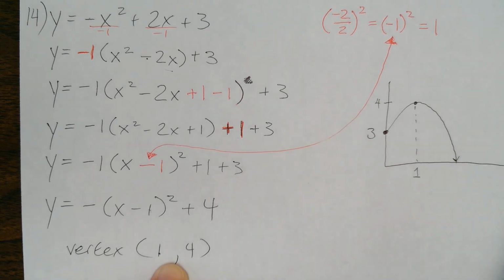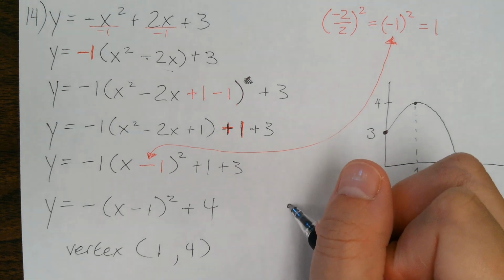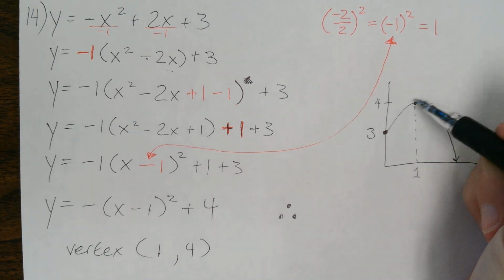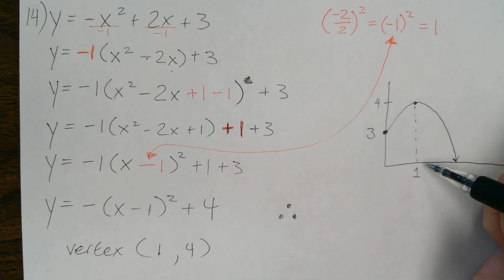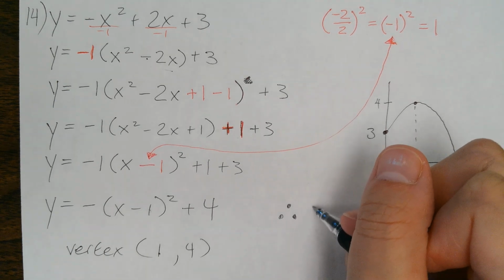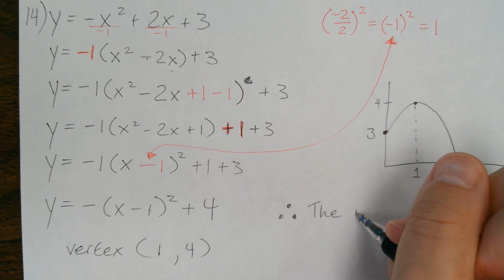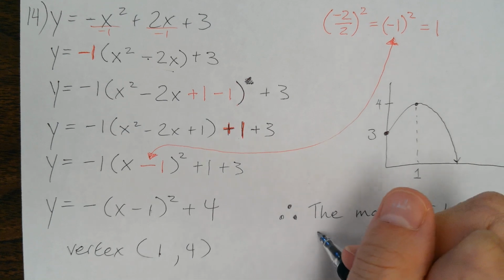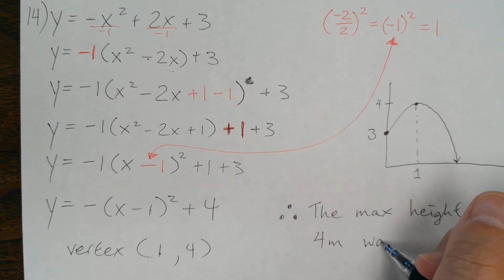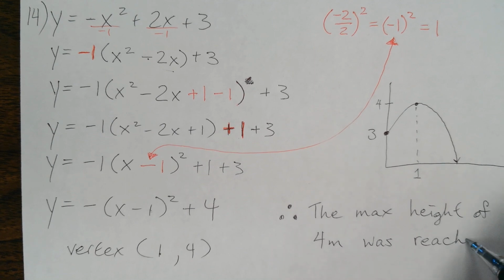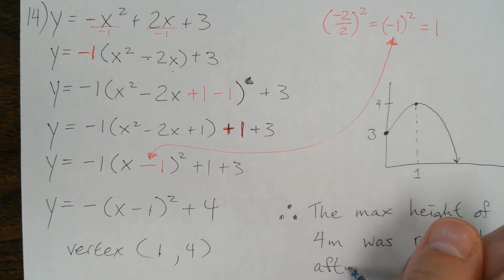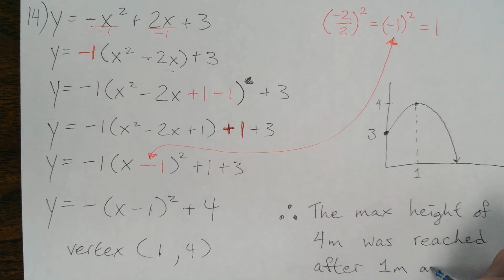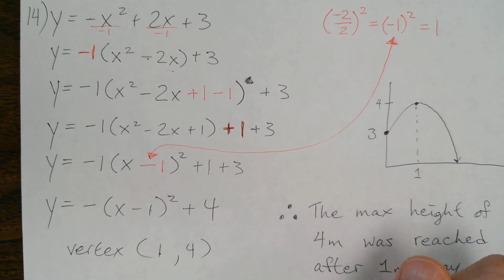All right. So the question was asking, when did the person reach this maximum height? So after 1 meter away. So the maximum height of 4 meters was reached after 1 meter away from the diving board.